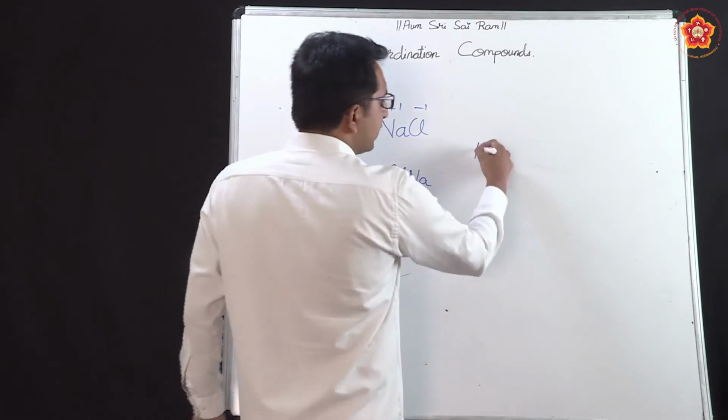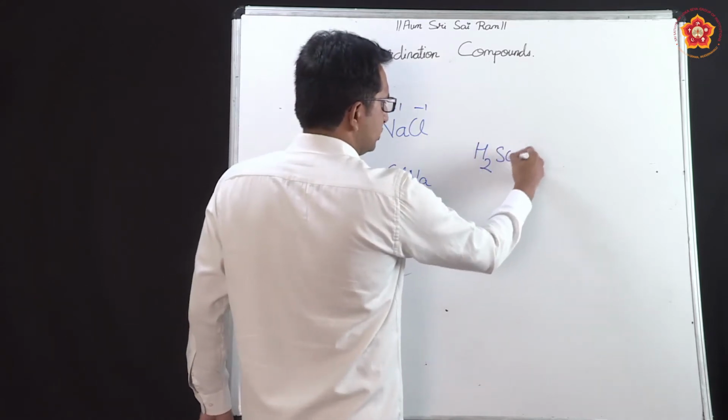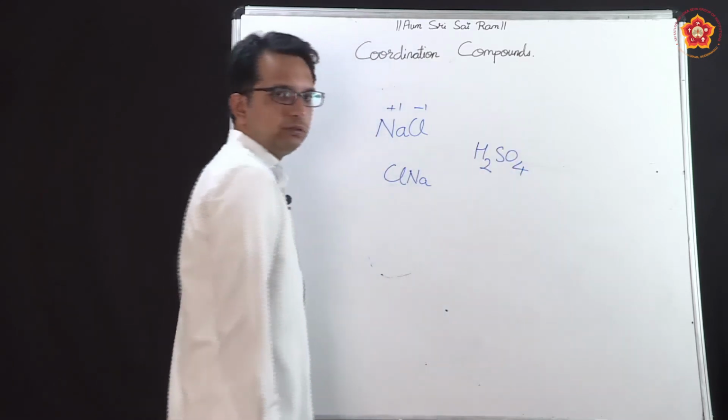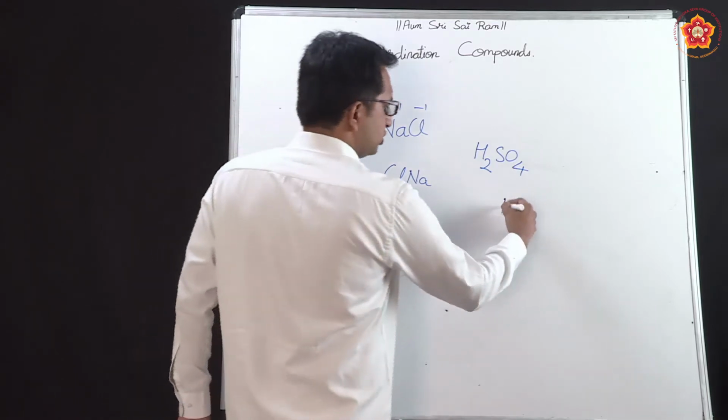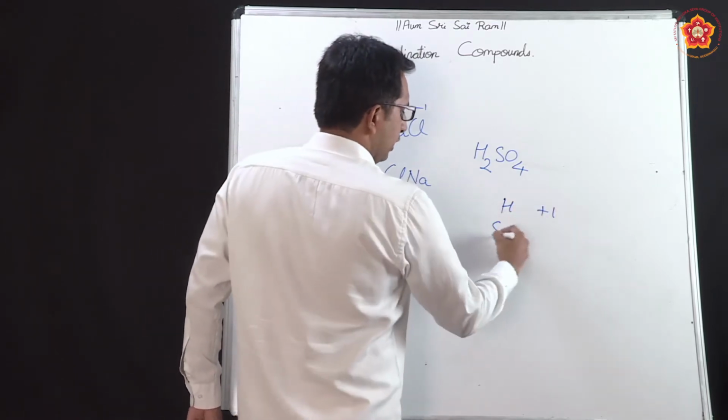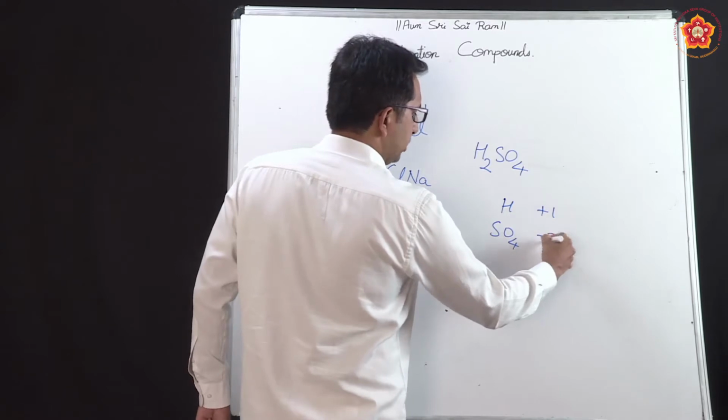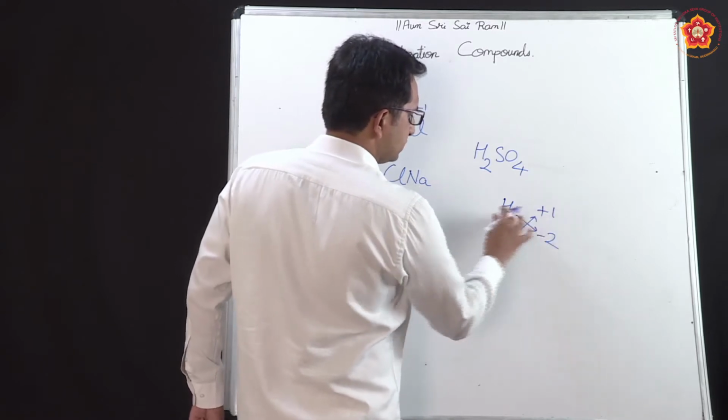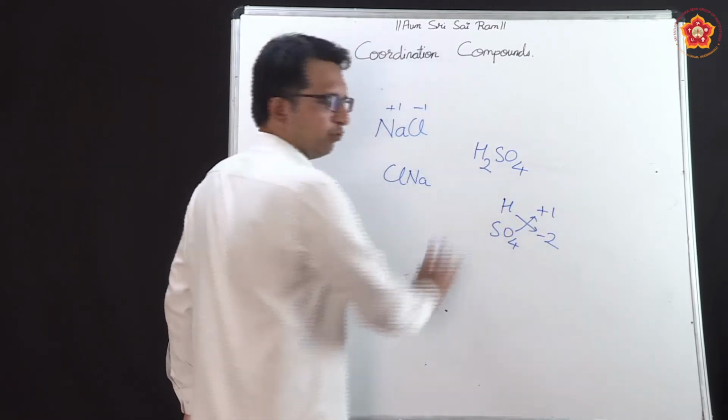Suppose for example, we write these type of compounds also, H2SO4. Now, what does this indicate? Hydrogen is +1, SO4 is 2 minus or -2. So, when I cross this like this, I am going to write it as H2SO4.